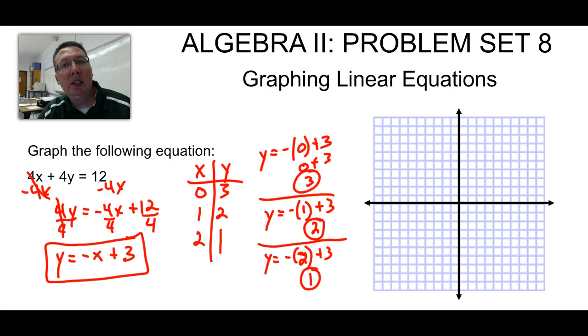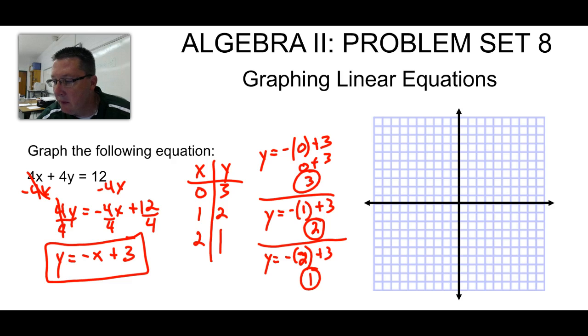So out of that xy table, I get three ordered pairs that I get to put on the graph. Now, it's always recommended to use 3 points because any 2 points could make a line, but if they don't all three line up, then I know I've done something wrong. So it's just kind of a way to check yourself.